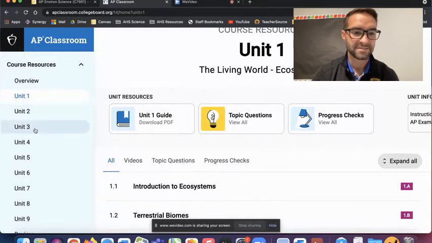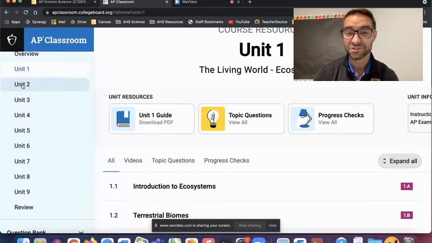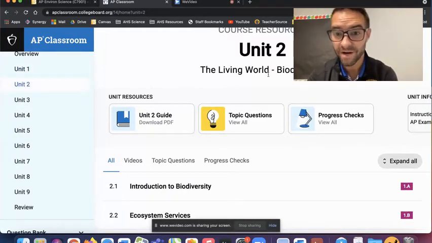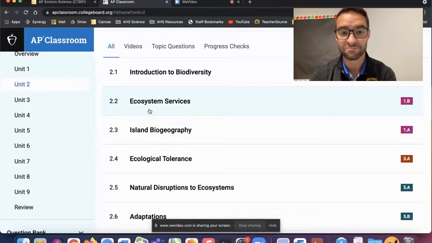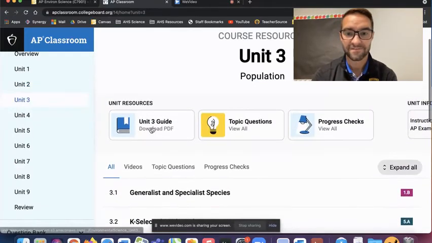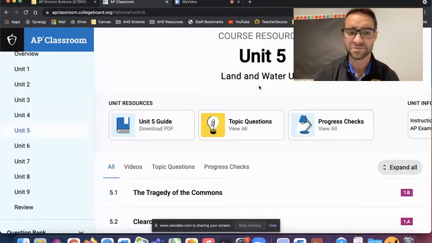Okay. So again, this is something that will take us through the units. Students can also preview what Unit 2 is about. After we talk about ecosystems, we'll be focusing on biodiversity, which you can see relates back to ecosystems. We then have population research and studies, earth systems and resources, land and water use.